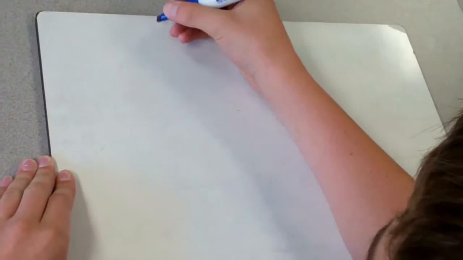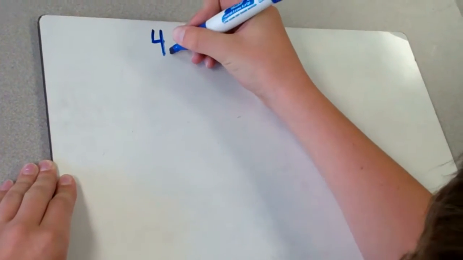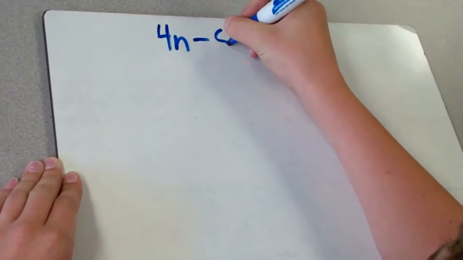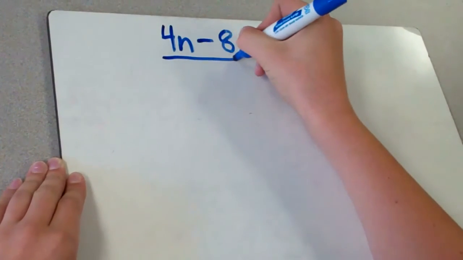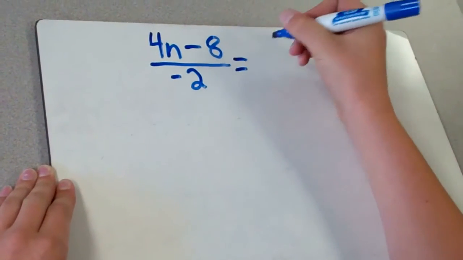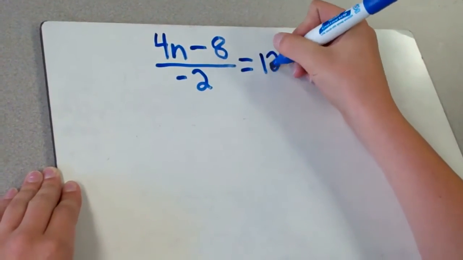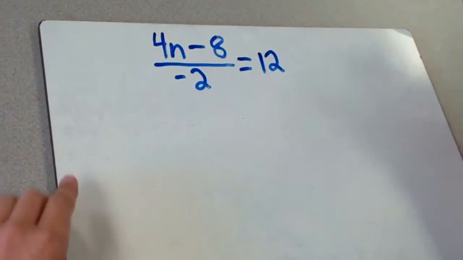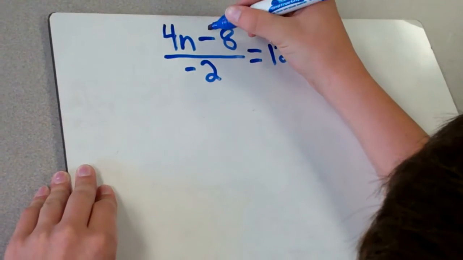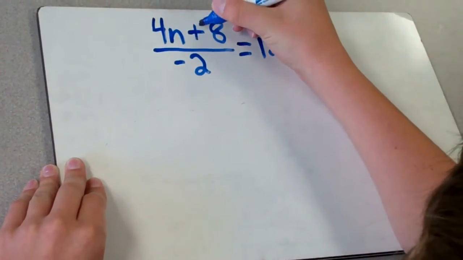Okay, I'm going to walk you through a multi-step equation. Our problem is 4n minus 8 over negative 2 equals 12. Now, we don't want to just have subtracting, so we need to change it to a negative by adding the opposite.